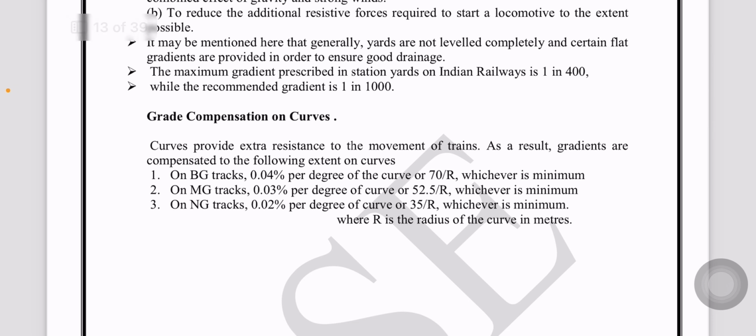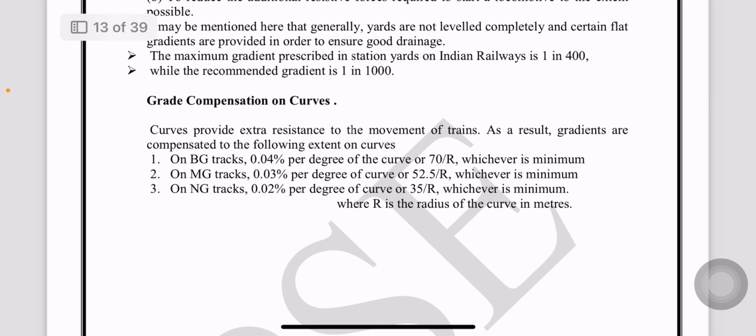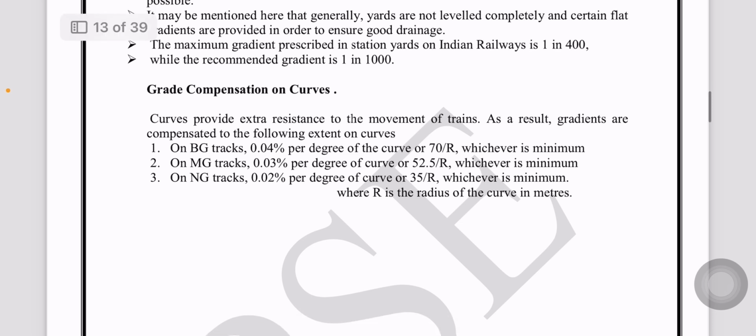And the grade compensation on curves: the curves provide extra resistance to the momentum of the train. As a result, gradients are compensated to the following extent on the curve. First one, on broad gauge, 0.04% per degree of the curve or 70 by R, whichever is minimum. For the different tracks, the provided values are different, where R represents the radius of the curve in meters.